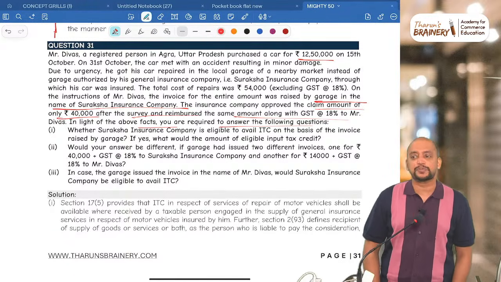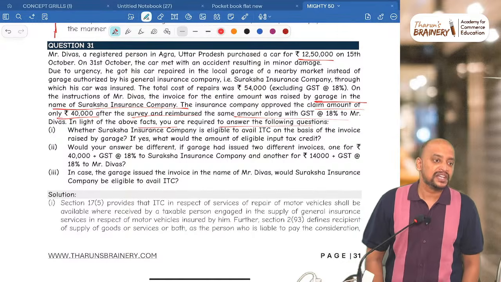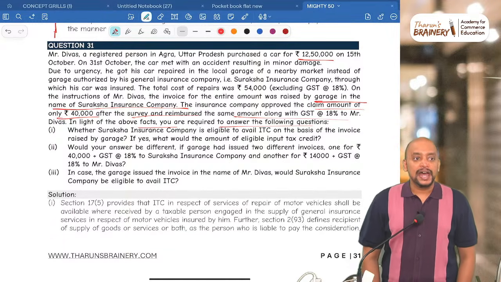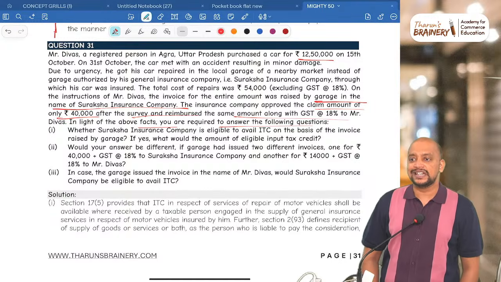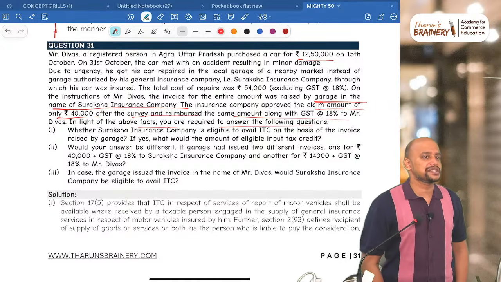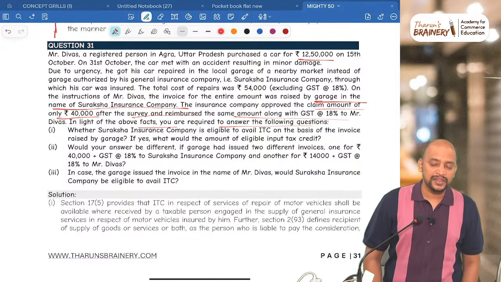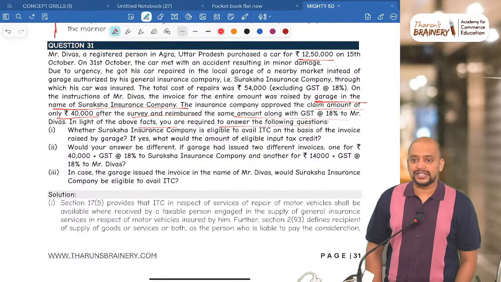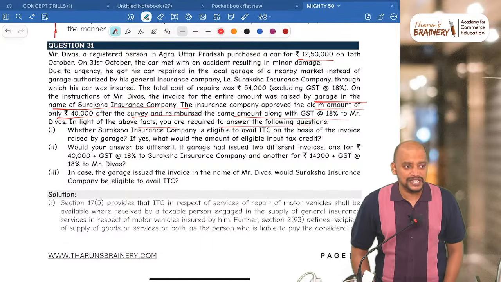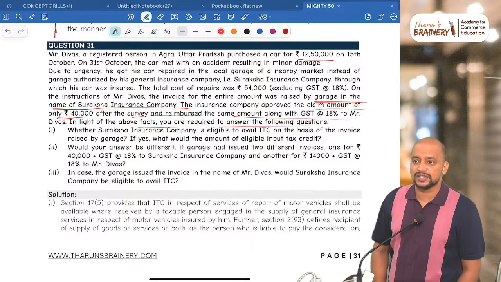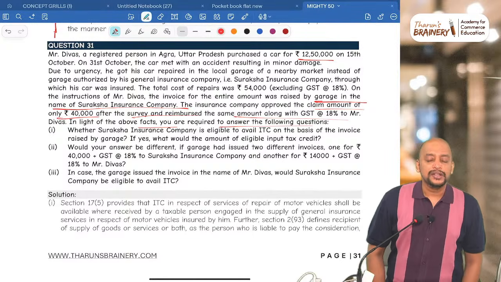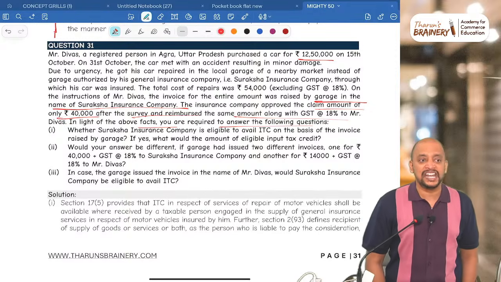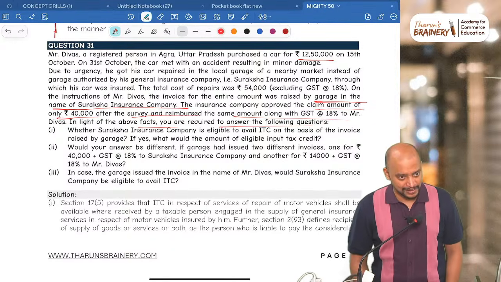First, you need to write as per section 17, subsection 5. Insurance service in relation to motor vehicle is blocked credit. However, if the motor vehicle purchased is eligible for ITC, then the insurance service is also eligible for ITC. However, if the repairs and maintenance or insurance service or any other service is received by an insurance company, ITC is always available. So, in the present case, ITC is available to Suraksha Insurance Company provided the invoice is in the name of the Suraksha Insurance Company.